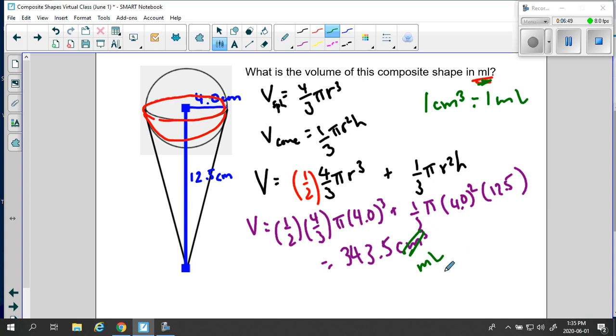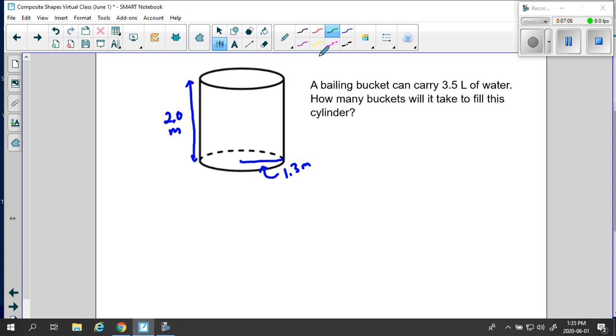If you wanted it in liters, you'd have to divide it by 1,000. So in liters, it would be 0.344 liters. But they asked for it in milliliters, and so you have to understand that a centimeter cubed is 1 milliliter. And that's going to be relevant for this question. So this says that a bailing bucket can carry 3.5 liters of water, but how many buckets will it take to fill this cylinder?